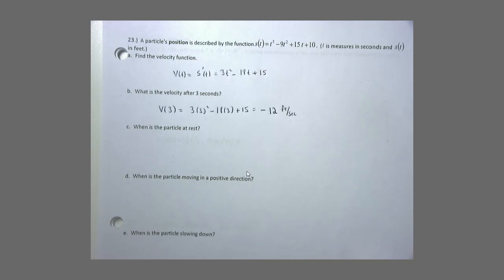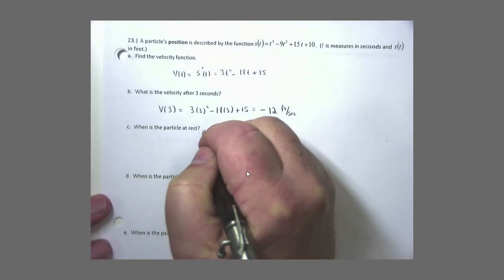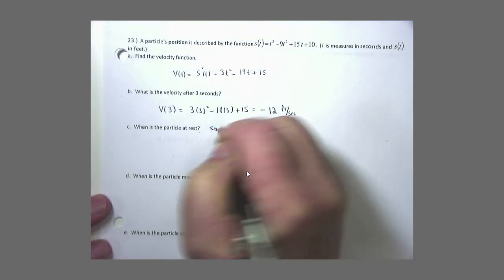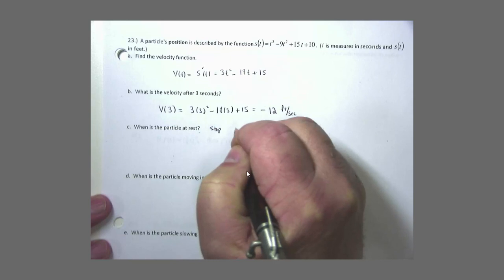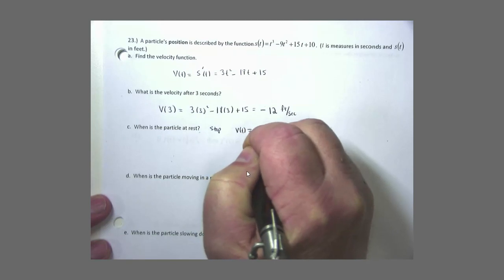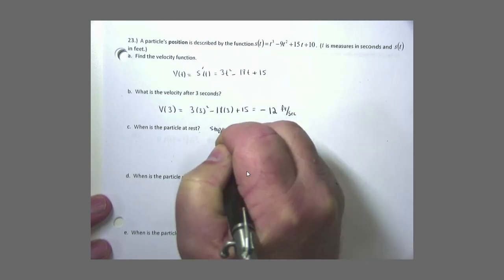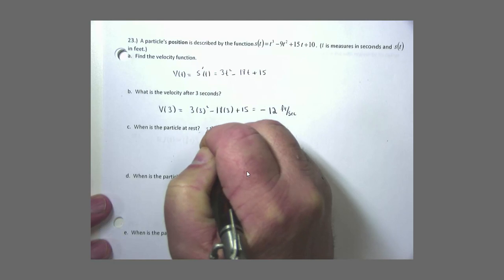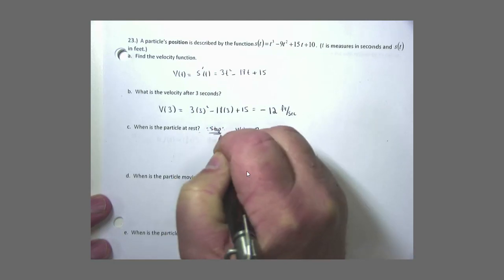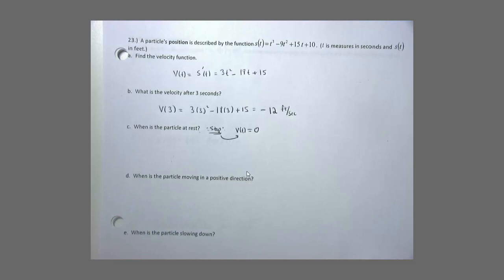Now, continue on. Here come some physics words. When is the particle at rest? What does it mean for the particle to be at rest? To be at rest, the particle is stopped. What does it mean to stop? It means the velocity is equal to 0. That's what stop means. Okay? When you hear the word stop, the velocity is equal to 0.